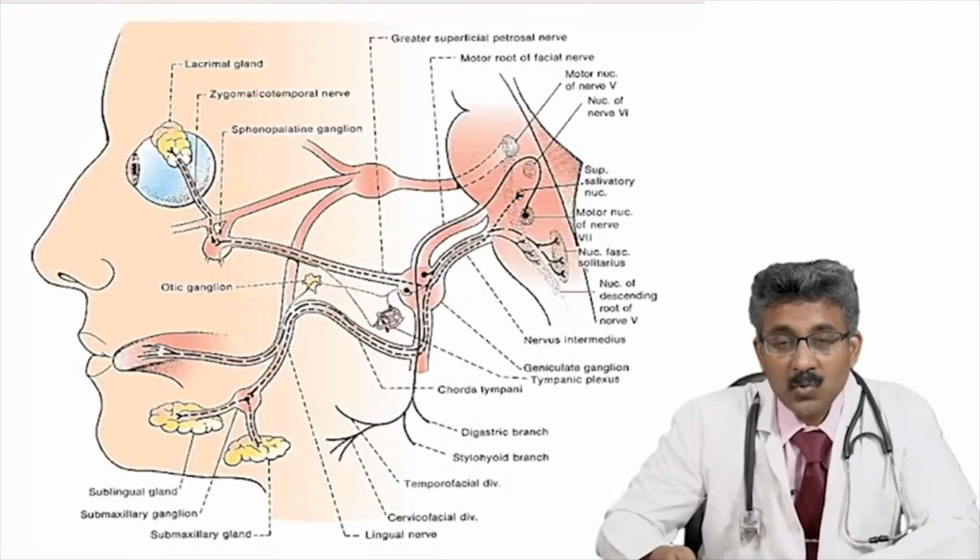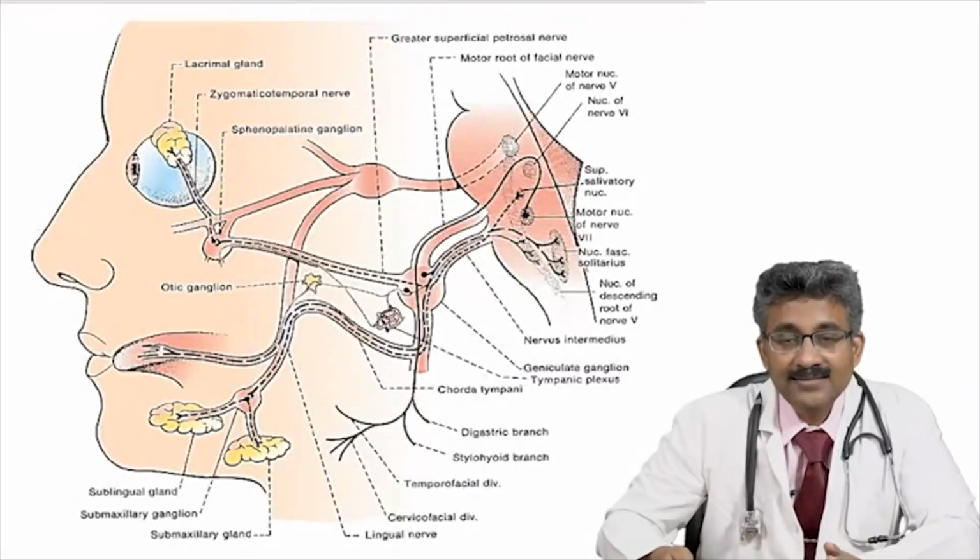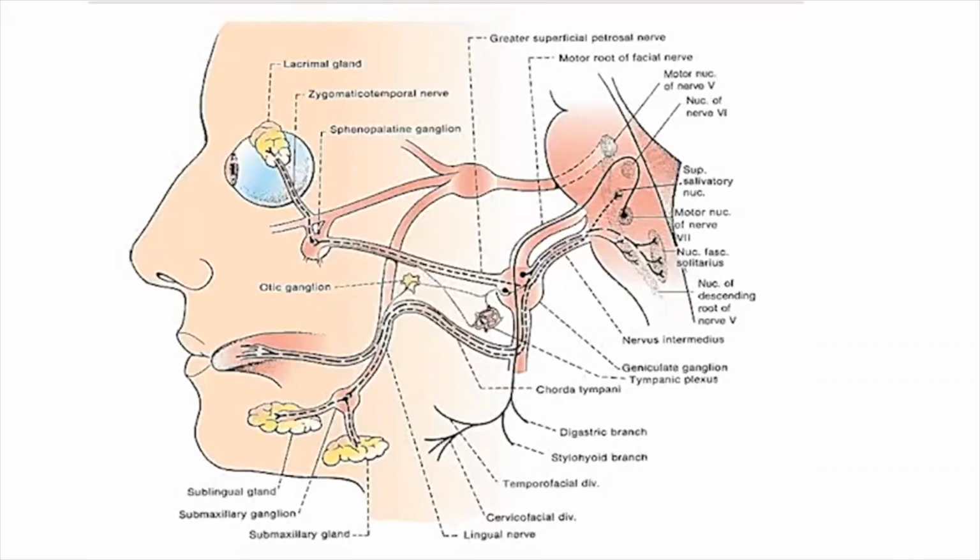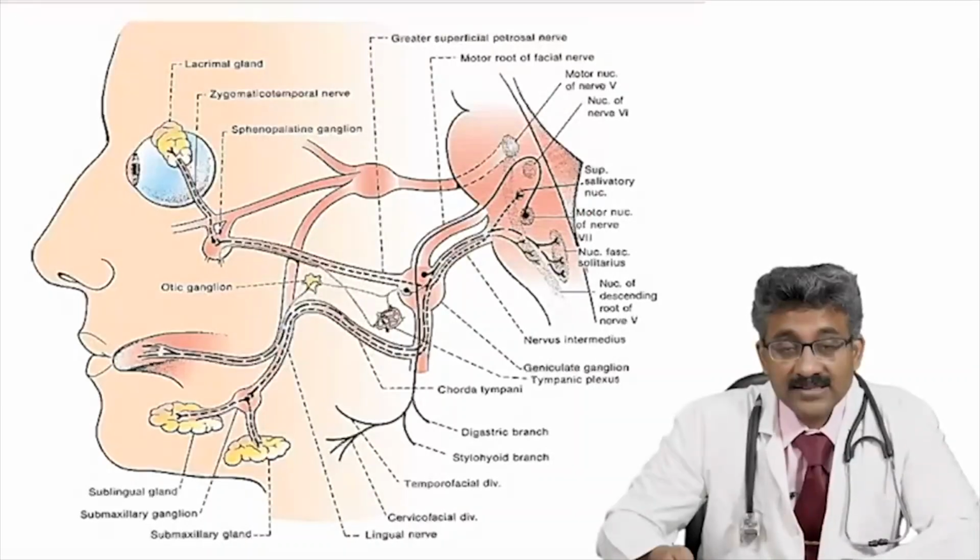Okay, these are the course and branches. So to summarize, you have a motor nucleus, winds on the sixth nerve, supplies the muscles to the face. You have a superior salivary nucleus, it supplies to lacrimal gland, sublingual, submaxillary gland. Lacrimal gland, it supplies to greater superficial petrosal nerve through the spinopalatal ganglia, supplies the lacrimal gland, whereas for the sublingual and submaxillary gland through the lingual nerve it supplies.